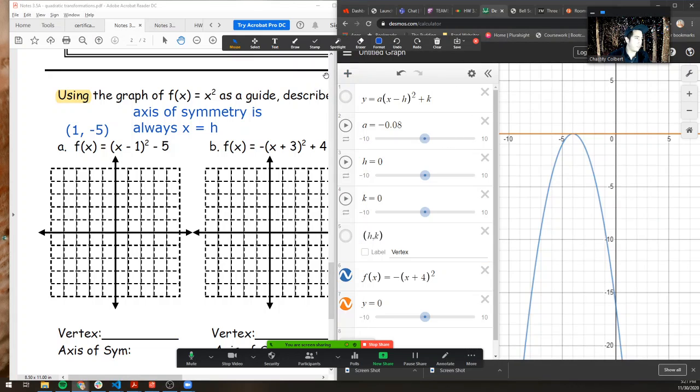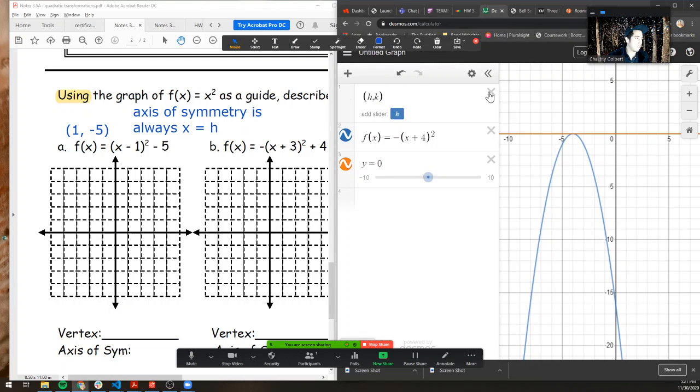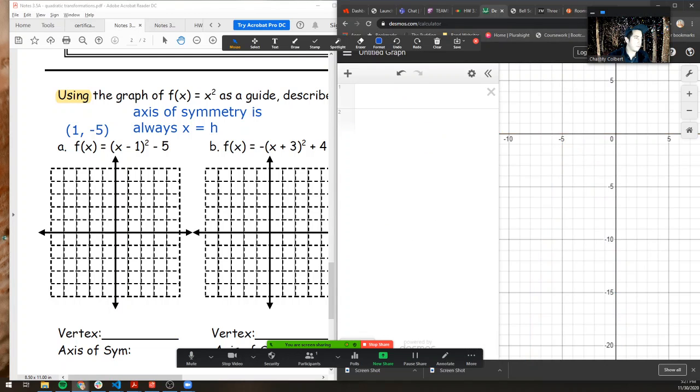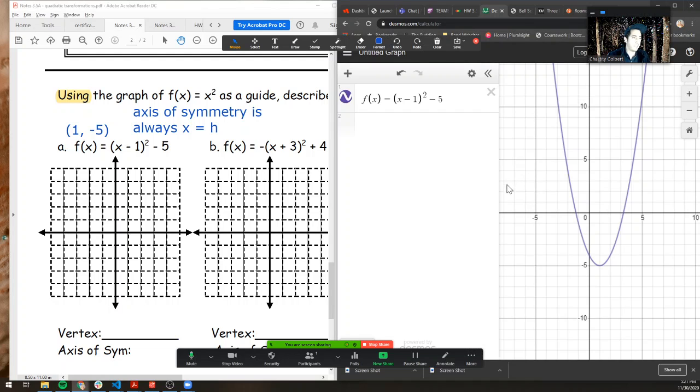So let's graph this really quick. Let me go and X out some of this stuff. So it's f of x equals x minus 1 squared minus 5, right? There's our graph again. We said there'd be a vertex at 1, -5. There's that vertex at 1, -5. The axis of symmetry is just x equals h, which here is 1.